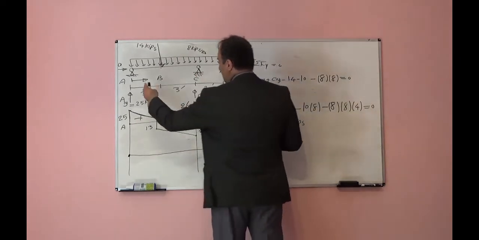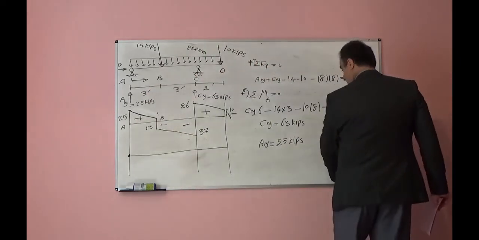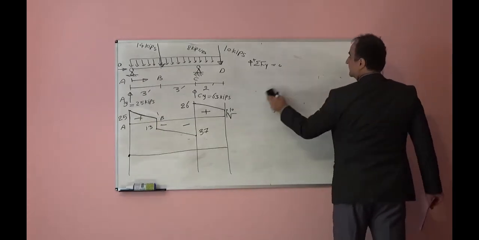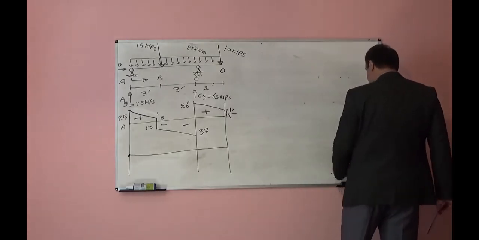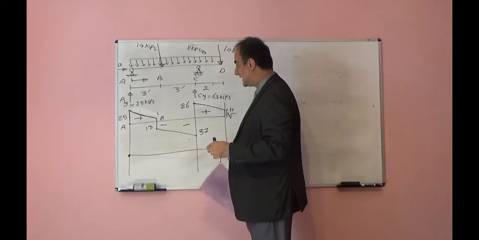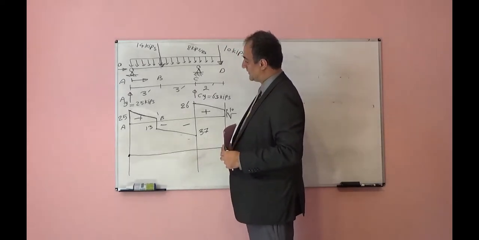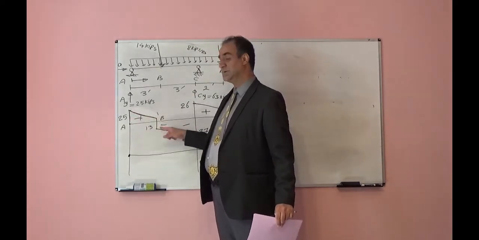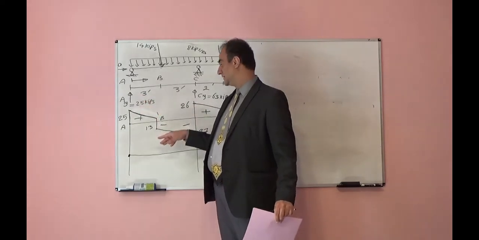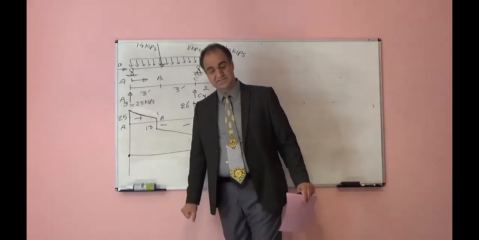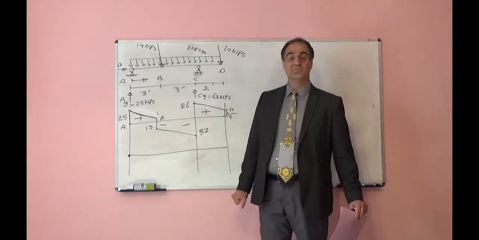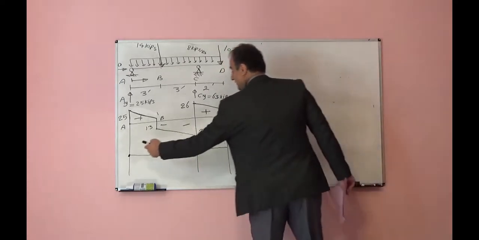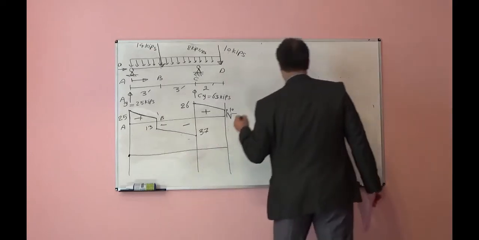From point A to B, what will be the moment? First of all, the derivative of moment with respect to x will be shear force. We know that the shear force diagram is a diagonal line or straight line with constant slope. So the moment diagram should be curve shape, second order or parabolic.